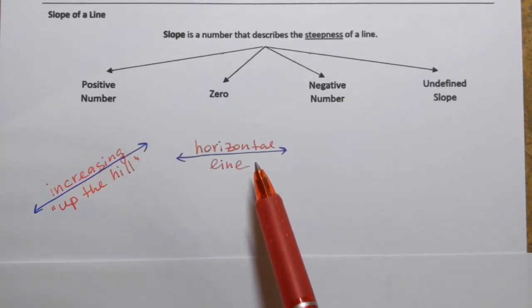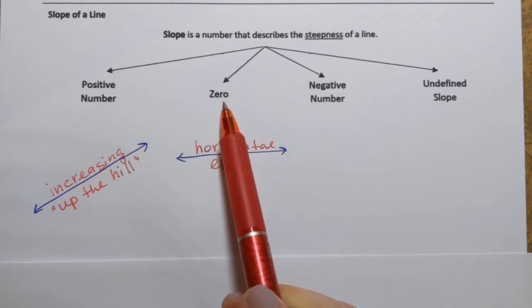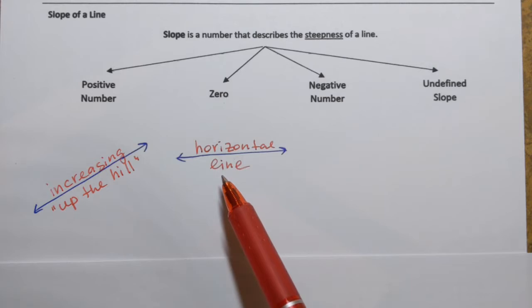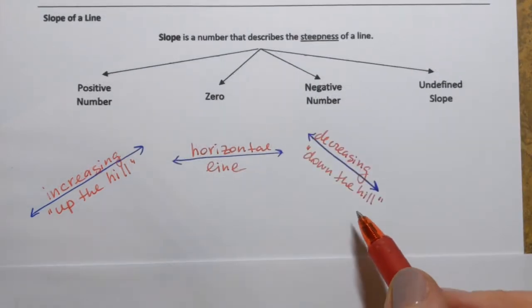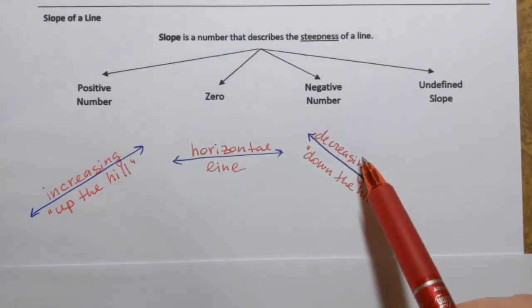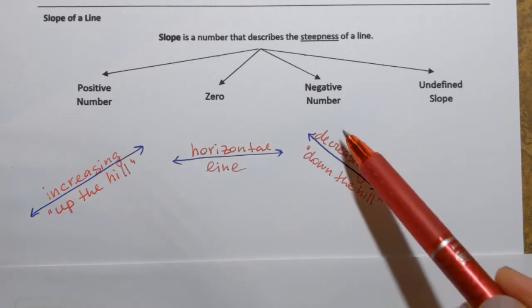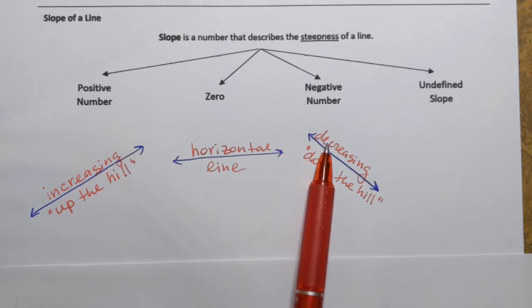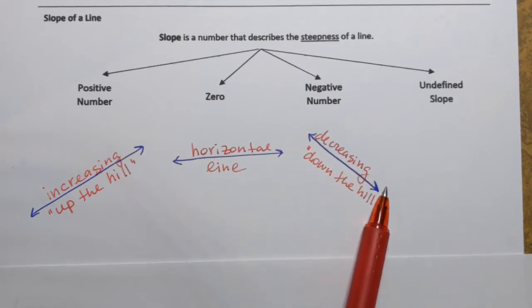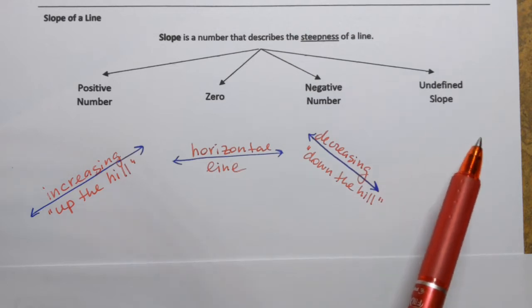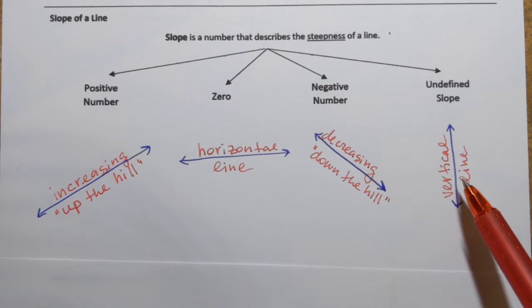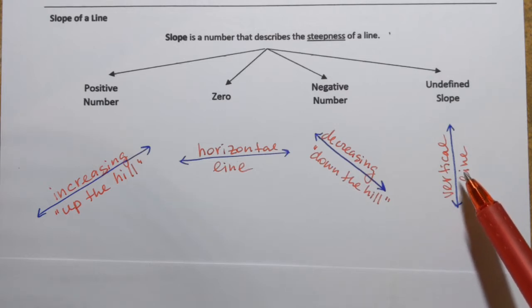Any horizontal line would have a slope that equals 0. So it's neither increasing nor decreasing. So no steepness, right? And if a line is decreasing, then its slope will be a negative number. A decreasing line is such that when I travel along that line from left to right, I will be going down the hill. And finally, undefined slope. If a line is vertical, then it's not going to have a slope. We'll say that the slope is undefined for any vertical line.